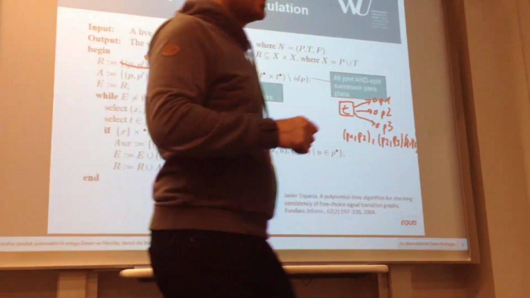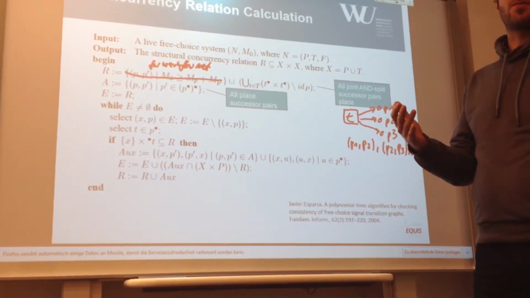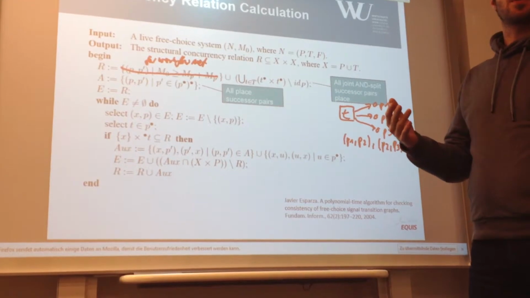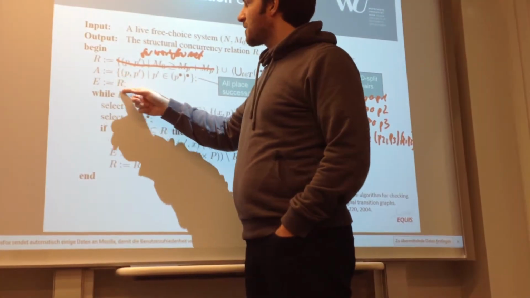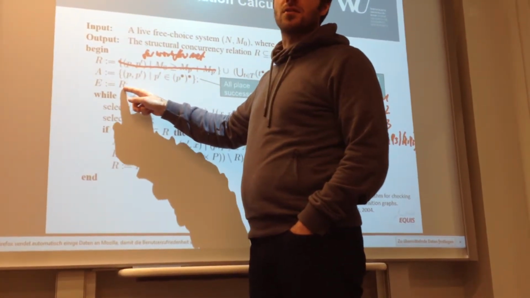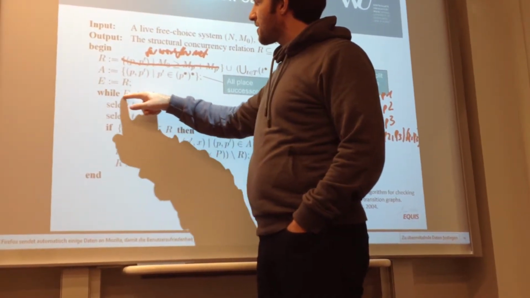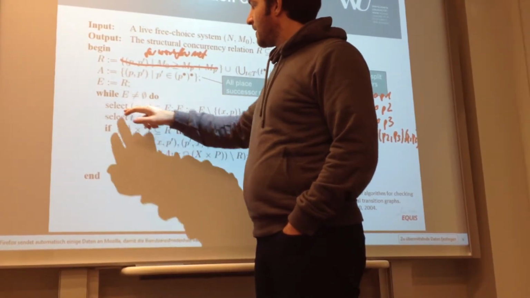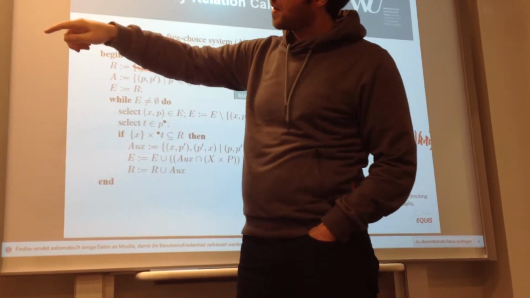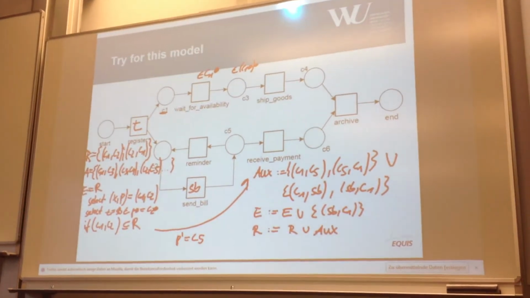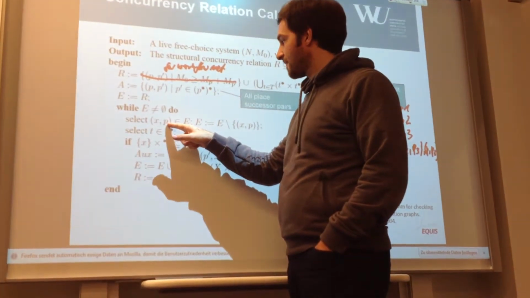And then we have the set E. Set E helps us to keep track of which pairs we have already inspected and which we still need to inspect. So in the first place, we still need to inspect all successors of those that we already know are concurrent. That's everything that is in this set R. As long as this set E is not empty, we pick a pair from the set E. For instance, here that may be very easy. We may pick C1, C2, so that x becomes C1 and p becomes C2.